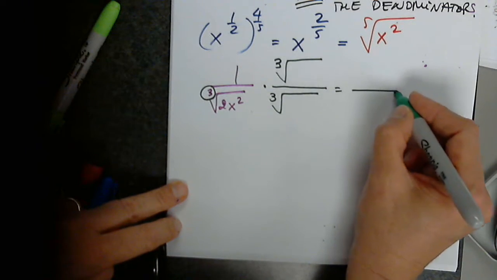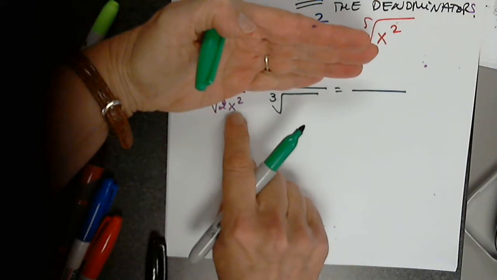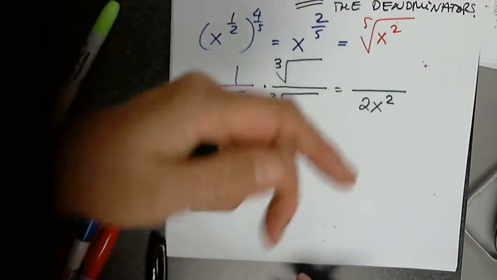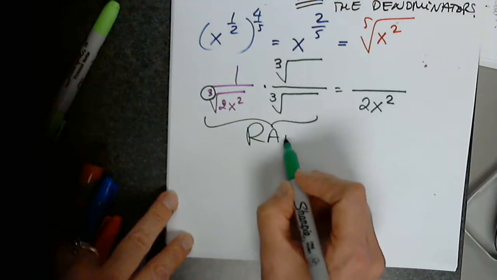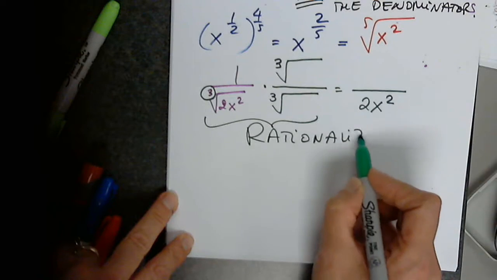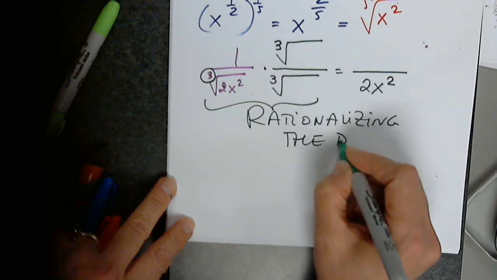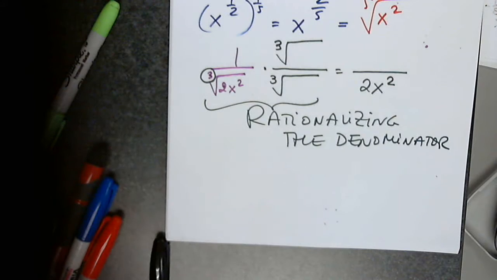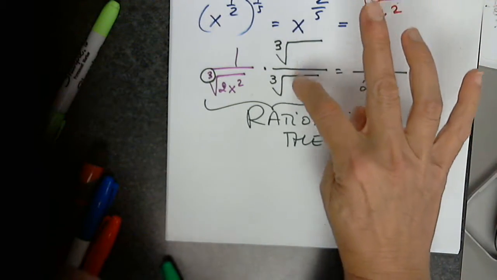Now, how do I want to get the final answer? I would like to get the final answer with no radicals. I like the final answer, the denominator, to be this. This process is called rationalizing. And in this case, we are rationalizing the denominator. Okay. So I'm asking myself this. How do I know which quantity to put in here?